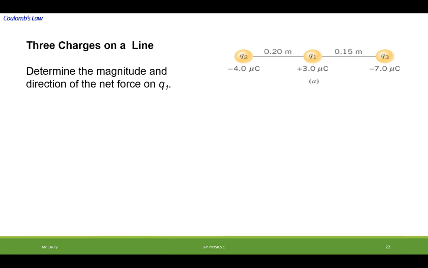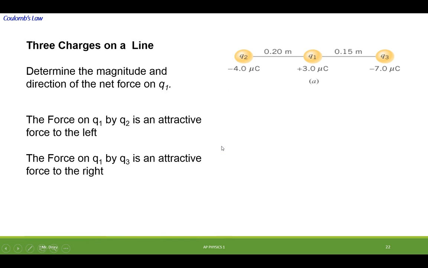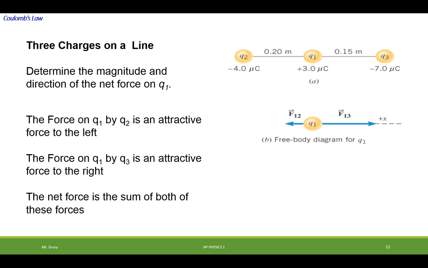Alright, so let's try another problem. Here we want to determine the force on Q1 by Q2 and Q3. Now, the force on Q1 in the middle due to Q2 is an attractive force because one's positive, one's negative, and it will be pulling it to the left. The force on Q1 due to Q3 is an attractive force as well because one's positive, one's negative, but this time it's pulling it to the right. So if we want to find out the net force, all we have to do is add those two together. It's just the sum of those two forces.